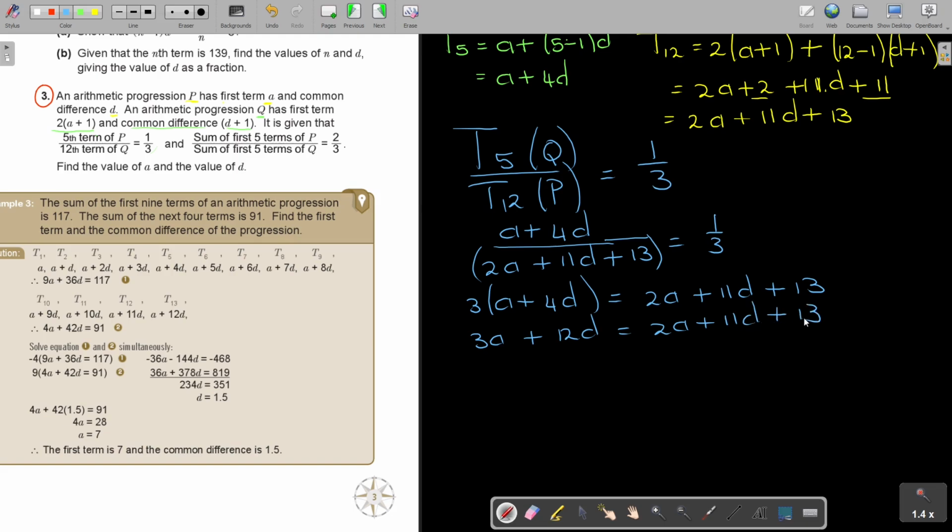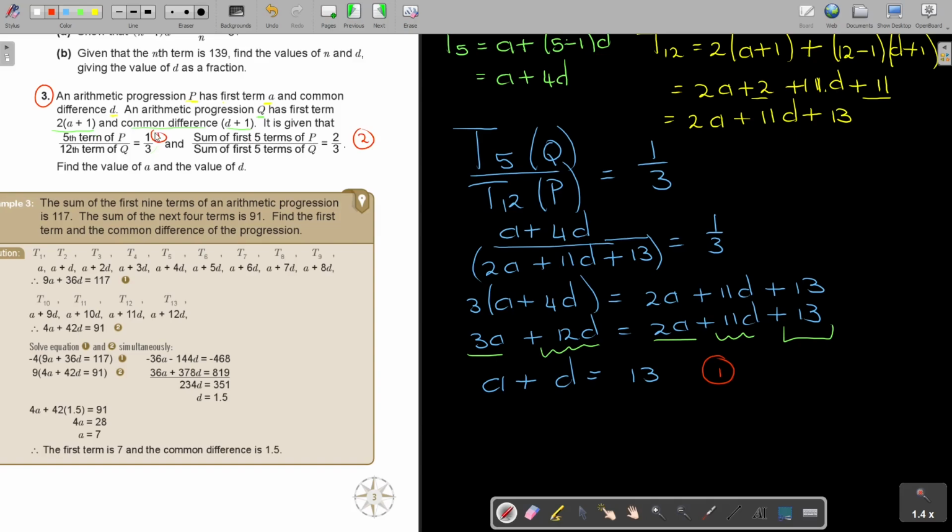Okay, so let's get all the A's. I think the best will be to underline first. There's a 12D and an 11D and there's a 13. So if I get all the A's, it's 3 minus 2, so it's A, plus 12 minus 11, so plus 1D. So plus D, and that's equal to 13. And that will be equation 1. But now I must still find equation 2.